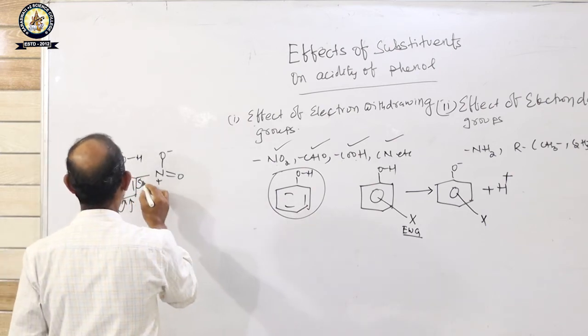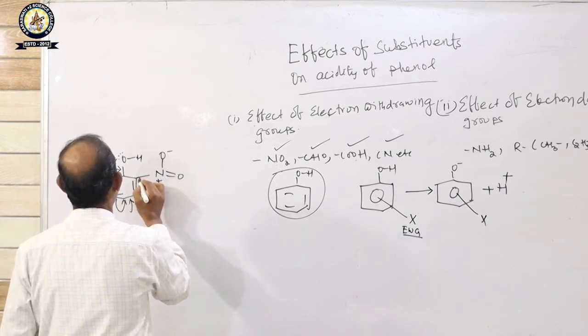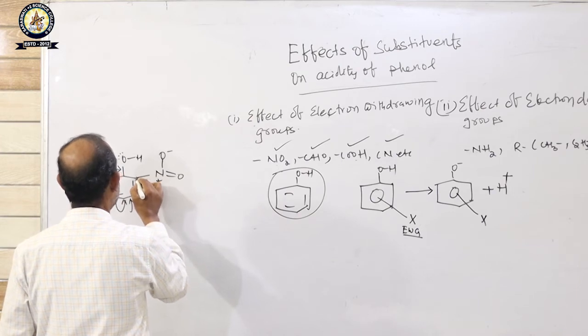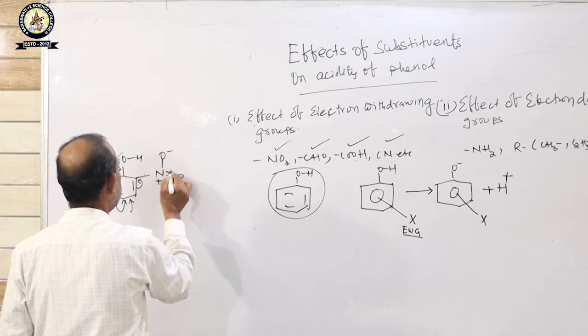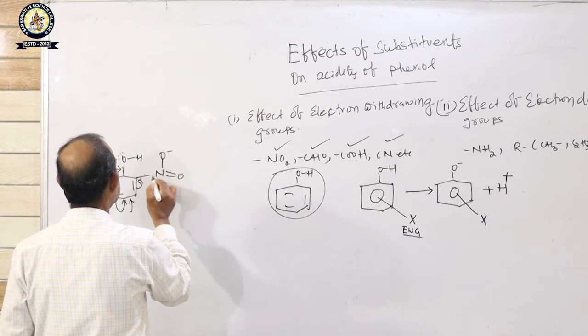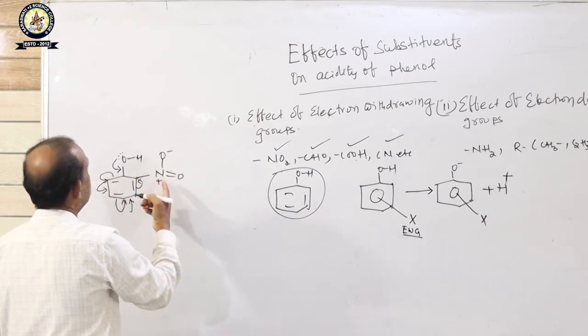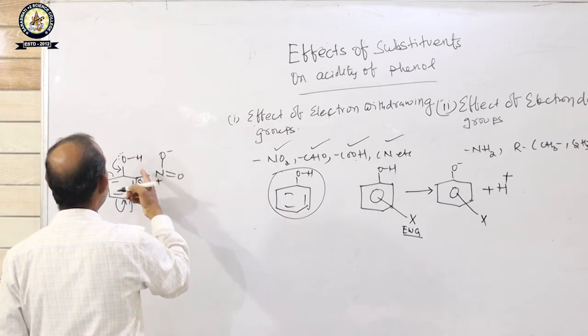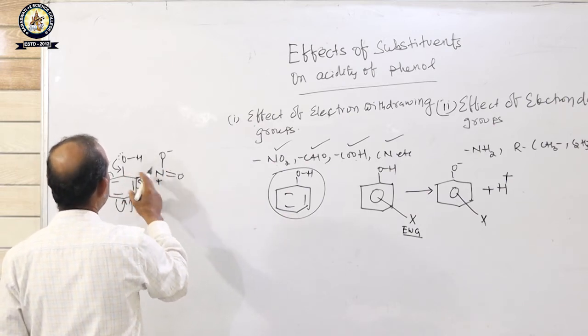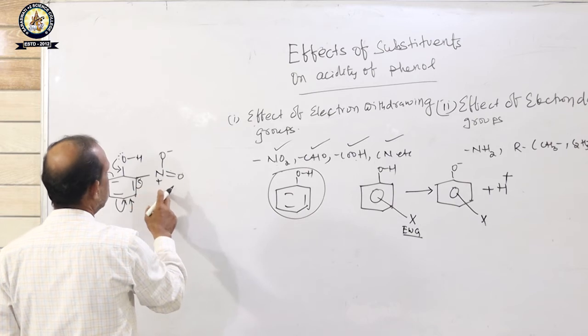Okay, so what will happen? The negative charge will be developed here. It will come to this place. Then this bond will be delocalized in this direction, so that the effect of the electron withdrawing group will be more, so that deprotonation can take place easily.